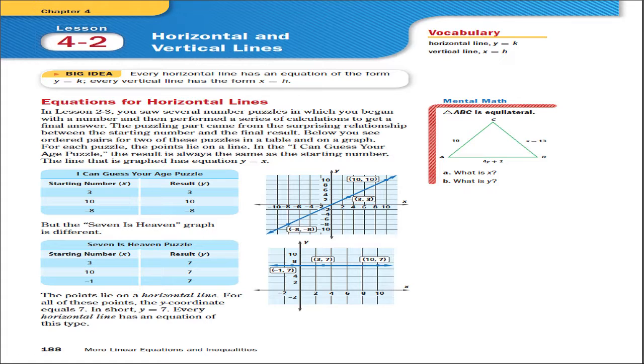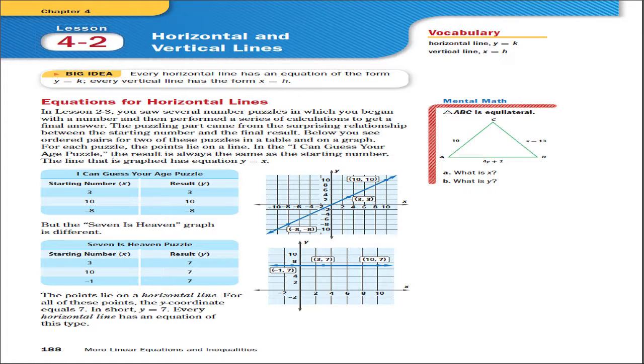The basic idea is a line that is parallel to the y-axis and perpendicular to the x-axis is a line where x equals some constant value. A line that is parallel to the x-axis and perpendicular to the y-axis is a line where y equals some constant value. And this is shown in the examples that we'll come to in this lesson. Just want to review what's in here.